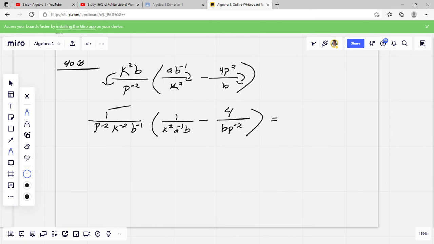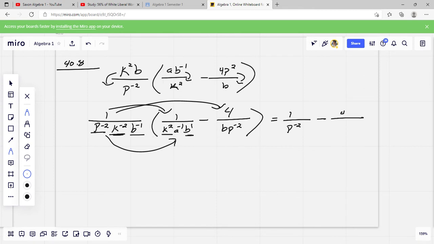Okay, so then I'm going to distribute here. 1 times 1 is 1, so there's my top. And then I'm going to distribute here. So I've got p negative 2. I don't see any other p's to combine with that. For my k, I've got k negative 2 and k squared. 2 minus 2 is 0, so those cancel each other out. Then I have b negative 1 and b to the 1. 1 minus 1 is 0, those cancel each other out. So I'm just going to have this p negative 2. Alright, then 1 times 4 is 4. So 4 goes on the top.